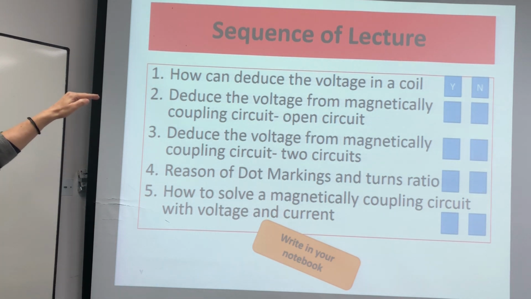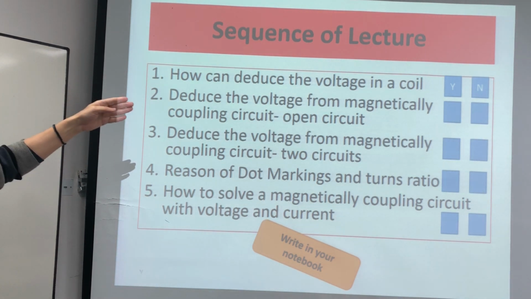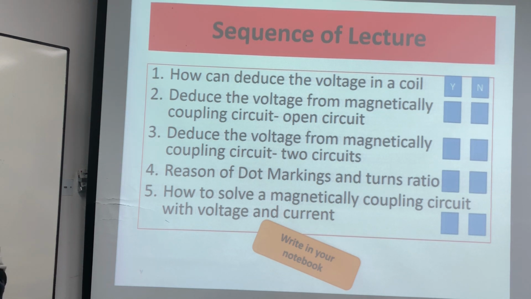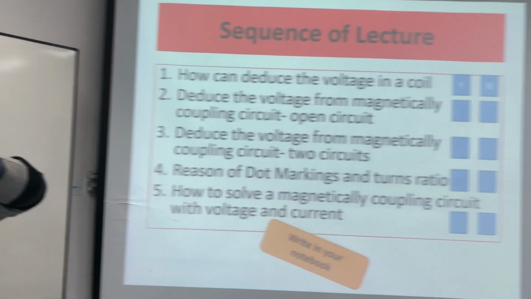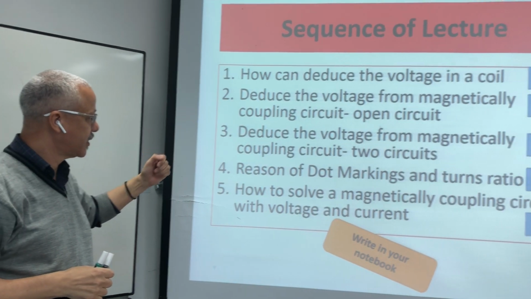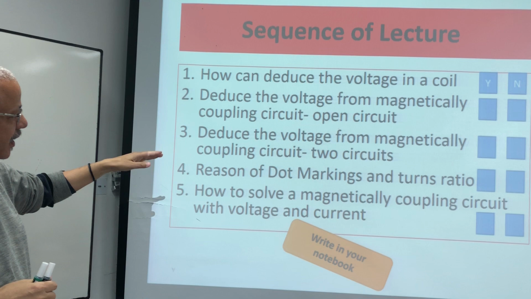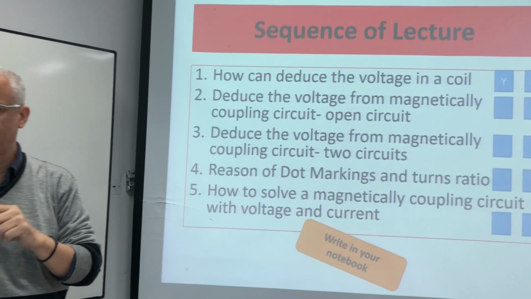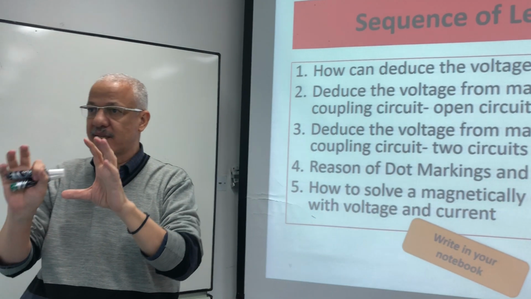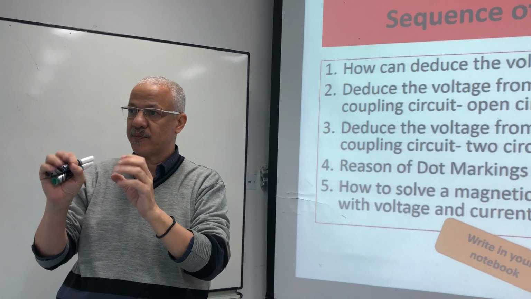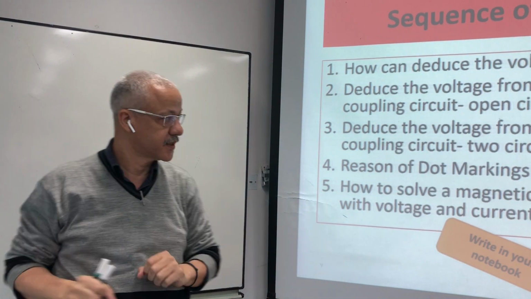The first point is how to deduce the voltage in a coil. If you have a coil with current, how can you deduce the voltage? The next one is deducing the voltage from a magnetically coupled circuit. If we put two circuits, how can you deduce the voltage in the other circuit? The third point is deducing the voltage from magnetic coupling with two closed circuits. How can you deduce the voltage in both circuits?